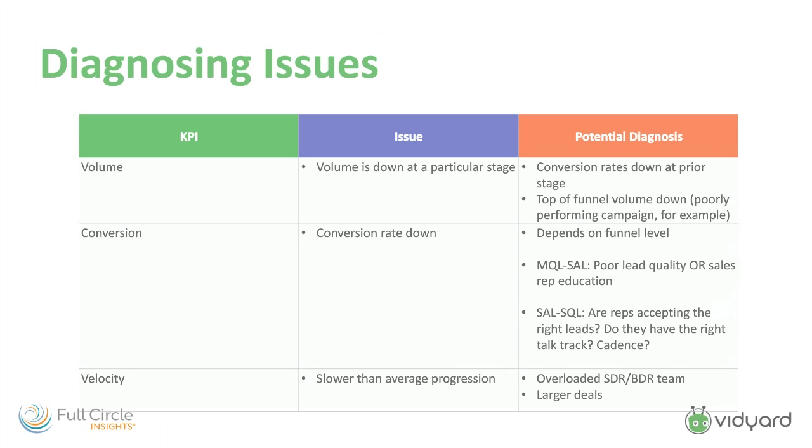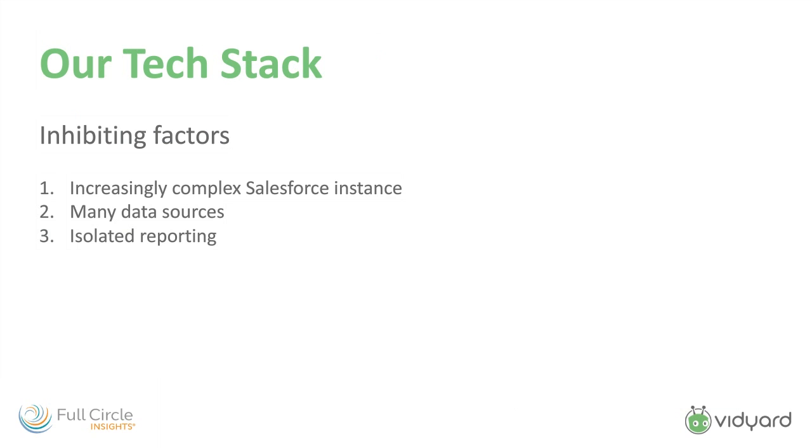Conversion rates could be down at a prior stage, right? Volume coming in from marketing could be down, right? And so having this framework really allows you to start drilling down into what the potential issue is, and we use this all the time. So I want to move forward and talk about our tech stack.